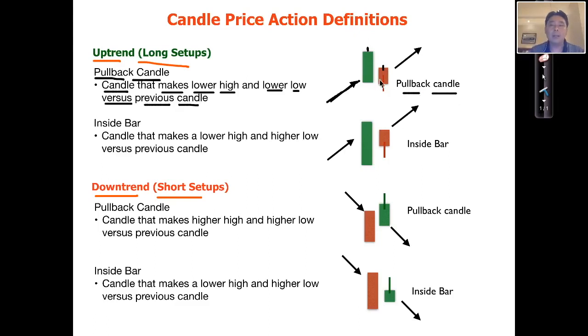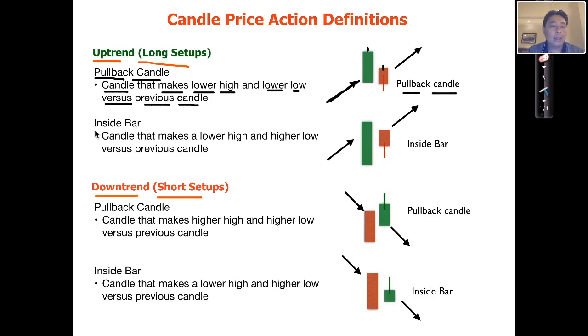All right. Now in this case, the pullback candle happens to be a red candle. Now it doesn't have to be a red candle. It could be a red candle or a green candle. So the color is not important. What's important is the lower highs and lower lows. Got it? Great. So that's a pullback candle when you're going long.